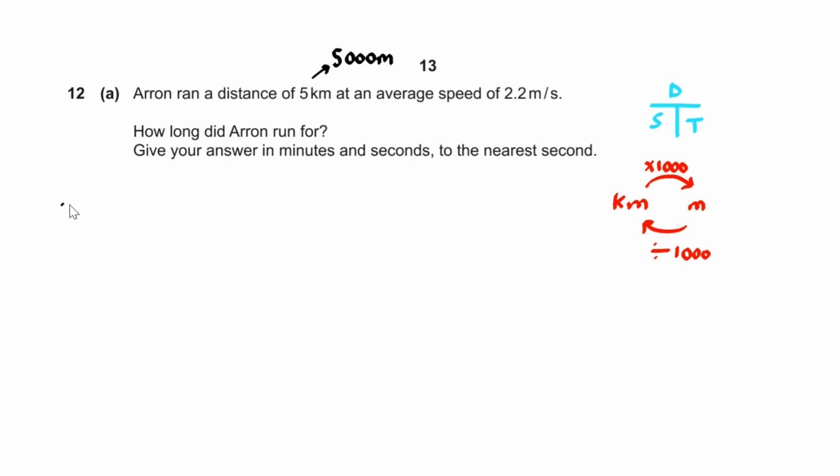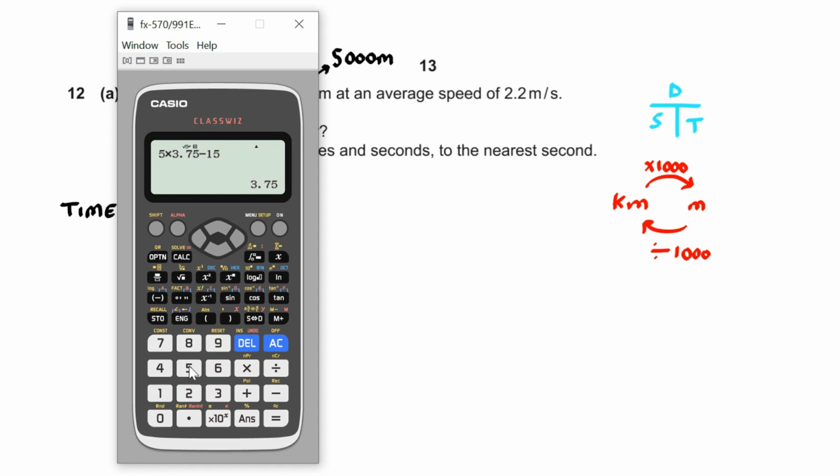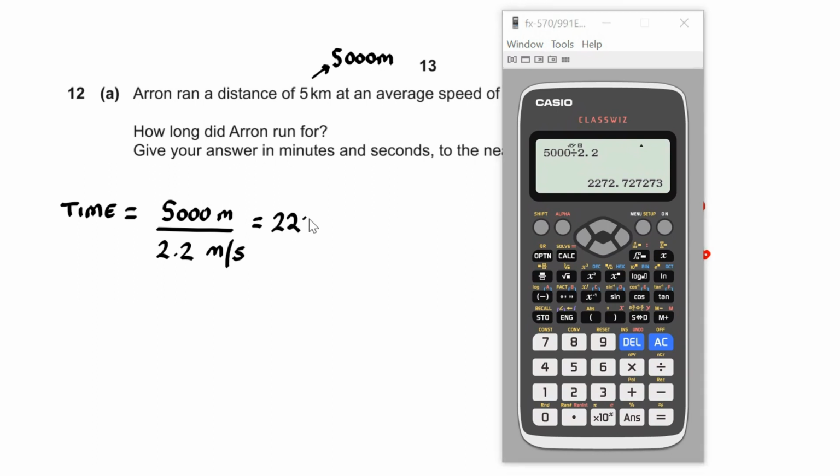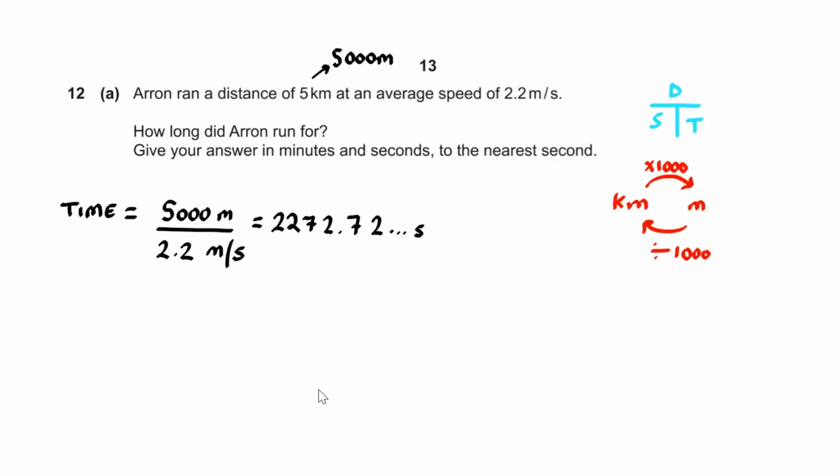So therefore, his time is equal to the distance, 5,000, over the speed, which is 2.2. So let's just keep the units on over here. So therefore, 5,000 divided by 2.2, we get a value of 2272.72, etc. seconds. And we need to convert this into minutes to the nearest second.